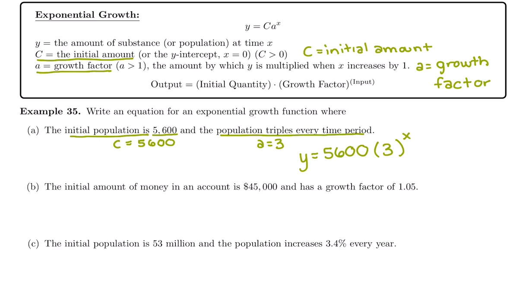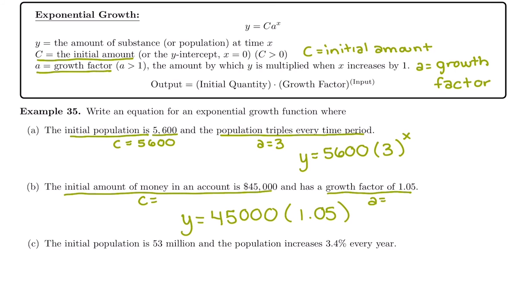If we look again at the next one, we have the initial amount of money in an account is 45,000, and it has a growth factor of 1.05. So initial amount is 45,000. That's our C. And we're given the factor that we need, so that's our A. So we're going to write this as y equals C times a to the x. So 45,000 times 1.05 to the x.